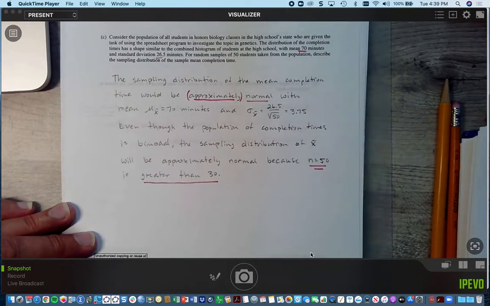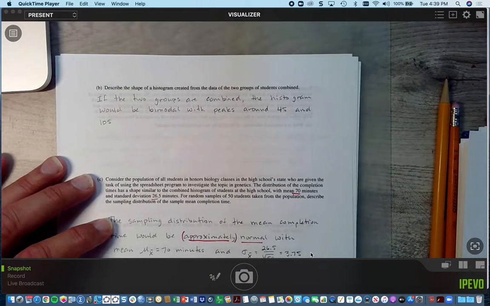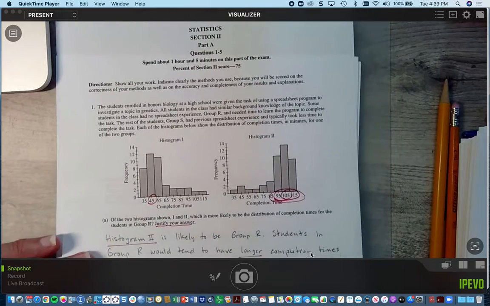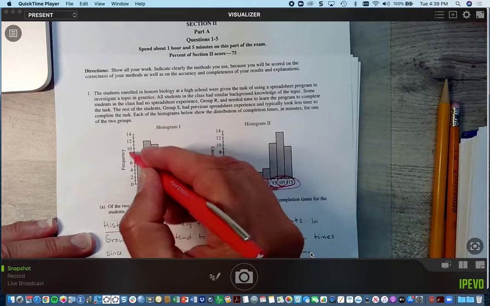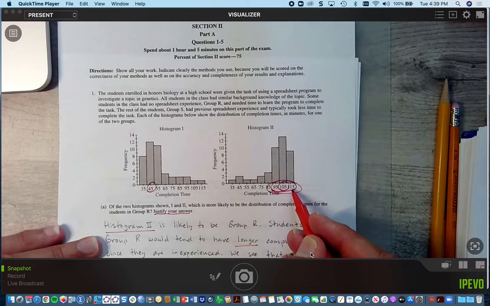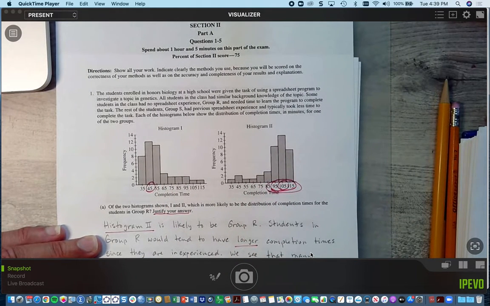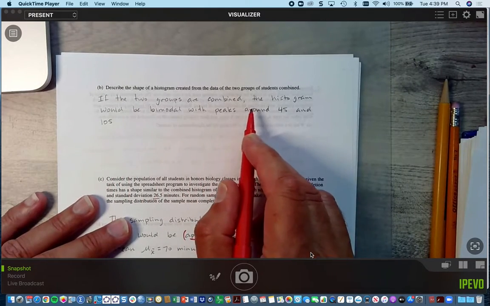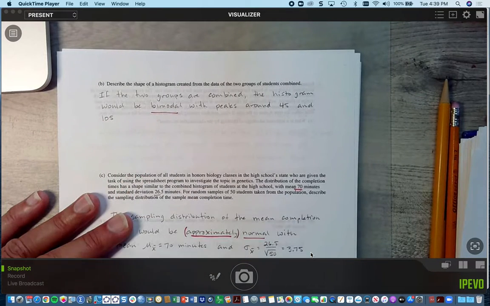The second part of this one asks what would happen if you combine the 2 groups together. If you took these 2 groups and put them together, a lot of people are going to be 35 to 55, a lot of people are going to be 95 to 115, and there probably won't be so many in the middle. If you imagine what this distribution would look like, it's going to look bimodal. A lot of you did say something about it being bimodal. So if the 2 groups are combined, it would be bimodal.